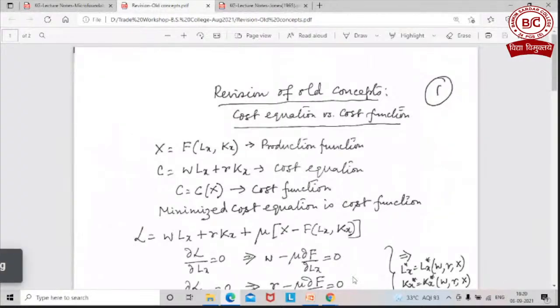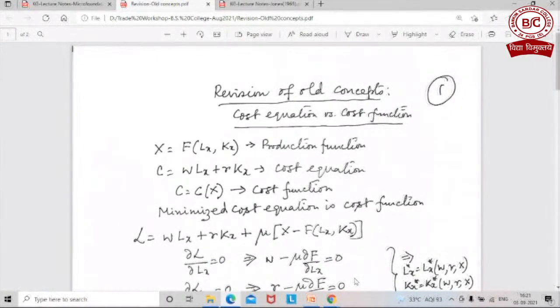So if we consider the production function, X is a function of labor and capital, LX and KX. And the cost equation, which is the isocost equation or isocost function, that is the cost constraint, is given by C equal to WLX plus RKX. All of you know this. This is called the cost equation. Whereas C as a function of output, which is X here, it can be Q as we usually write, is the cost function. Whenever we write marginal cost, it is the first derivative of C with respect to output. So we derive marginal cost from the cost function, not from the cost equation.